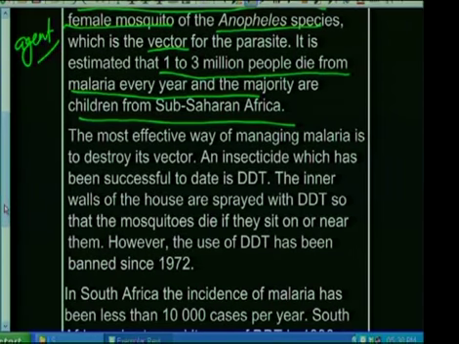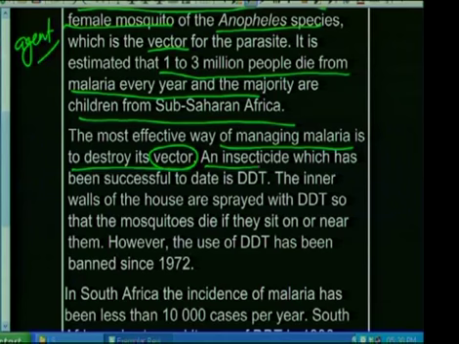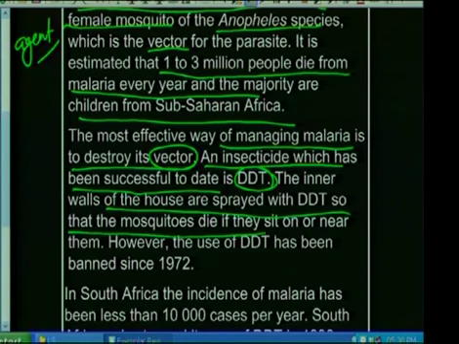The most effective way of managing malaria is to destroy its vector. That means the agent, the mosquito, or to stop that mosquito from getting to you. An insecticide which has been successful to date is DDT, which kills mosquitoes. The inner walls of the house are sprayed with DDT so that the mosquitoes die if they sit on or near them. However, the use of DDT has been banned since 1972, and the whole section on DDT you will learn under environment and why it was banned and so on.